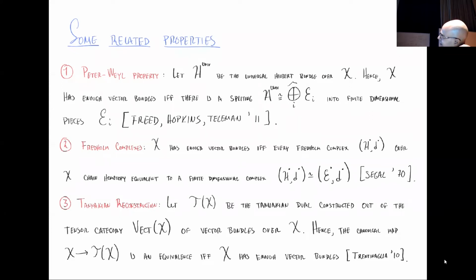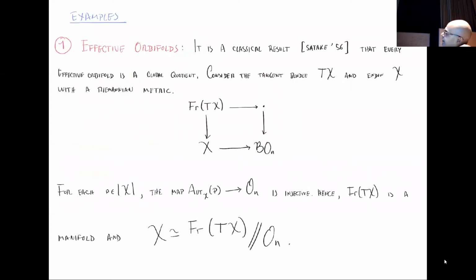Okay, so now let me mention the cases in which we know that global quotient presentability holds. It is a classical result that goes back to Satake in the 50s, that any effective orbifold is a global quotient. And the idea of the proof is very simple. Let me just explain briefly how he proved this fact. In the case of orbifolds, we know about the existence of at least one finite dimensional vector bundle, namely the tangent bundle of the orbifold.